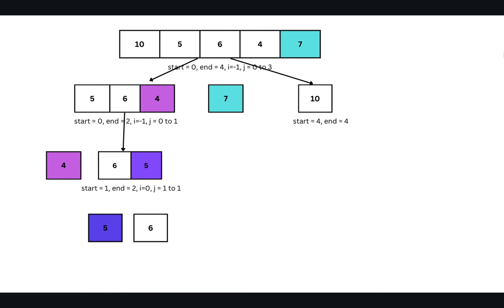Let's see how it works further. Now we choose 5 as the pivot element. The input to the partition function would be start as 1 and end as 2. i would be start minus 1, so it is 0, and we iterate from 1 to 1. Basically, there's just one element to check. Is 6 less than 5? No, it is not. So we exit the for loop, increment i, so i equals 1 now, and swap 5 and 6. After this, the array is sorted and looks like 4, 5, 6, 7 and 10.